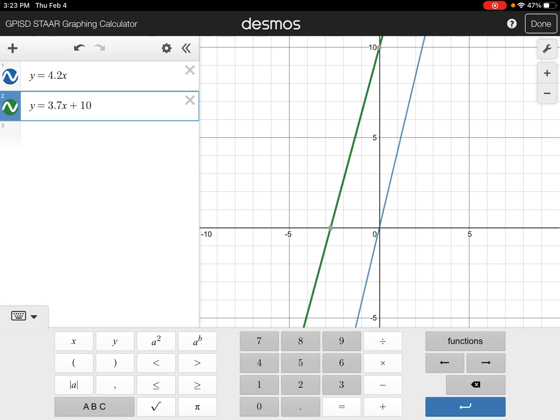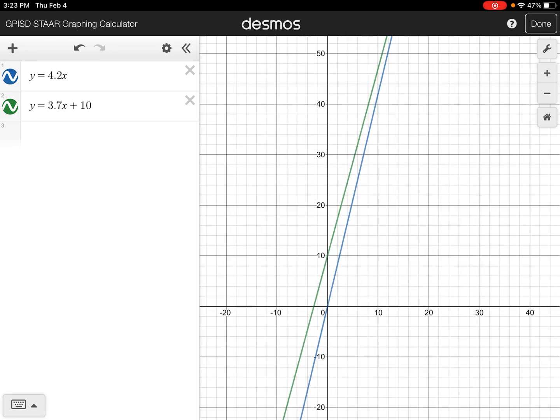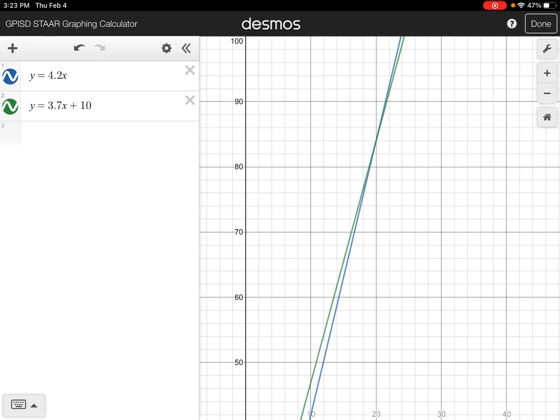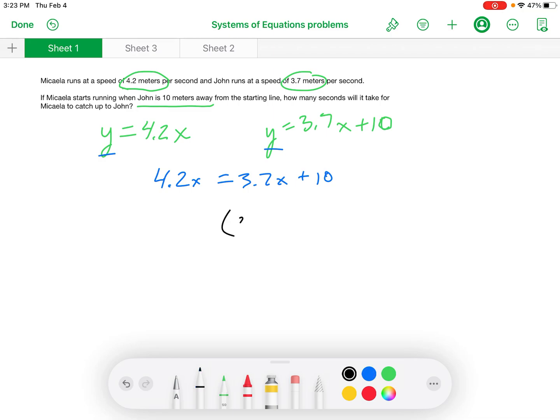And so remember, when we're looking for a solution on a graph, all we are really doing is just looking for where those two lines intersect. And if we tap on our graph here, we can see, okay, they intersect at the point 20, 84. So I know that's going to be my solution to that system.